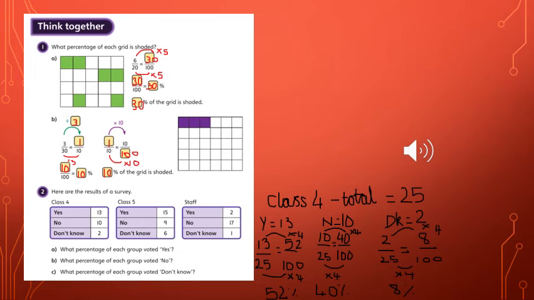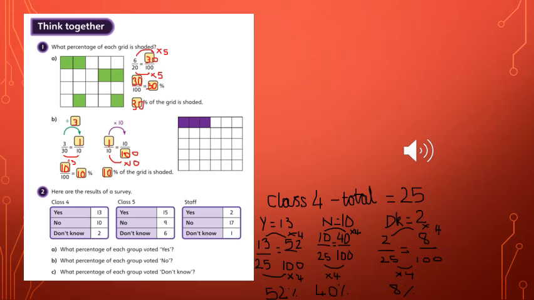So the first thing I need to do is find out how many there were in total. So I'm going to add 13, 10 and 2, which gives me 25. So I know I've got 25 in total. So I'm going to start by working out how many people voted yes. So 13 people voted yes, so I know that 13 over 25 people voted yes.